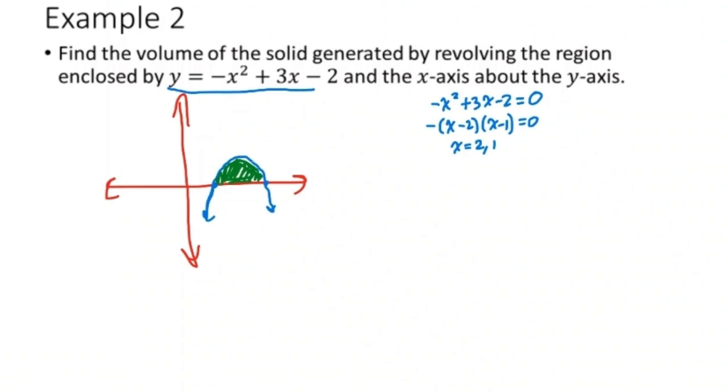Since we're revolving around the y-axis, we are going to use the shell method to figure out our volume. So the volume would be the integral. As for the bounds, they would be our intercepts, which is 1 to 2. Our integrand would be 2 pi x times the equation of the function, which is negative x squared plus 3x minus 2.